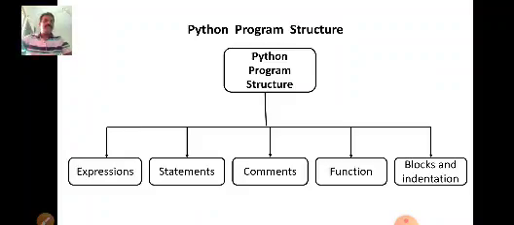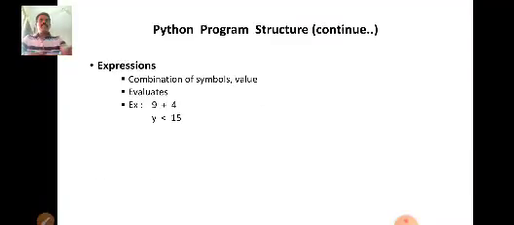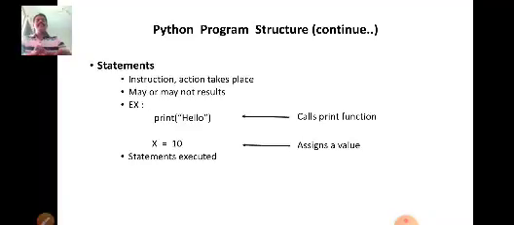The structure of a Python program contains expressions, statements, comments, functions, blocks and indentation. First are expressions. An expression is a combination of symbols and values. For example, 9 plus 4, or x or y less than 15.